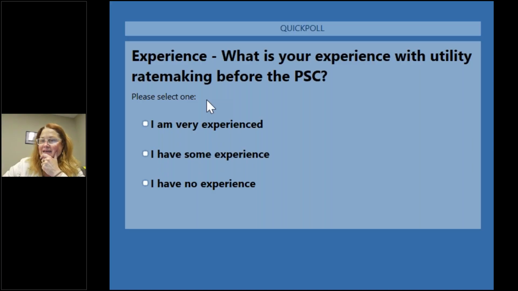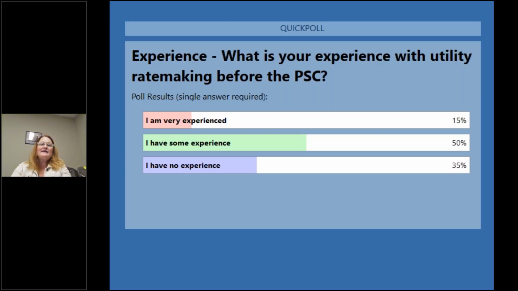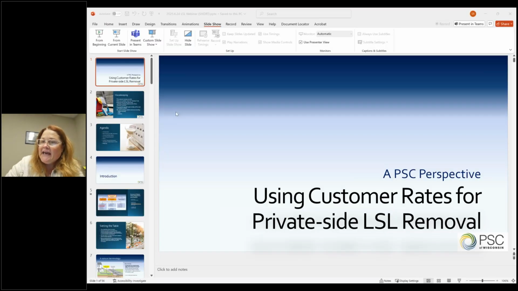All right, looks like those who are going to vote have voted. All right, sharing this. Some experienced, very experienced, no experience. So looks like most of our folks have had some interaction with the PSC. Only 15% are very experienced. So 35% no experience, 50% some experience. Thanks for that. And then the last one is this one.